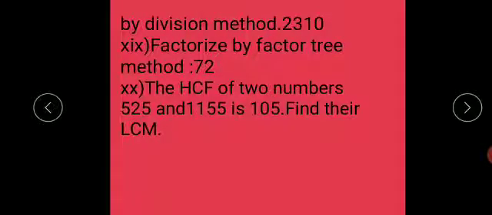18th part: find the prime factors by division method. 2310, you have to find the prime factors by division method. 19th part: factorize by factor tree method 72. You have to factorize 72 by factor tree method. And the 20th part: the HCF of two numbers 525 and 1155 is 105. Find their LCM.